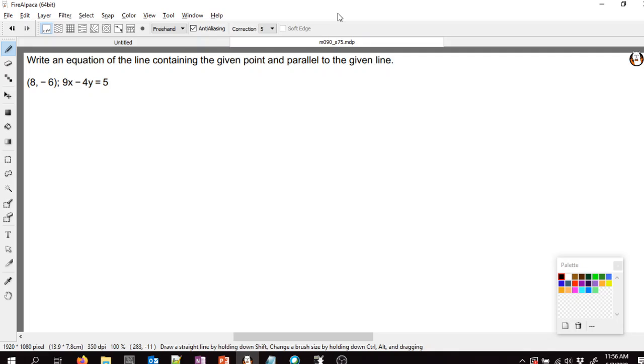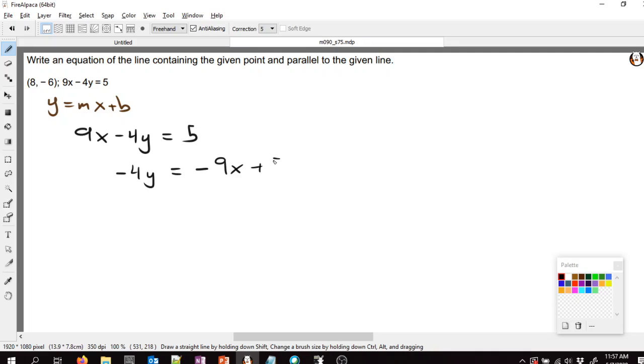Write an equation containing a given point and parallel to the given line. Let's do this again. And just like before, we're going to get into y equals mx plus b form to start. And we have 9x minus 4y is equal to 5. So minus 4y is equal to negative 9x plus 5.